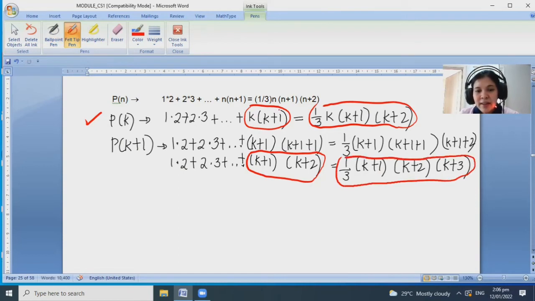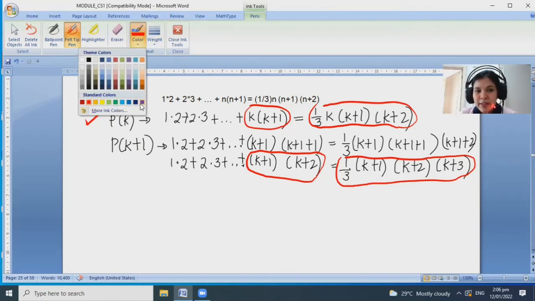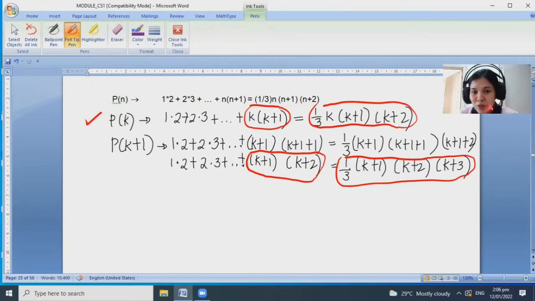Kumbaga, ito, para maintindihan, ito yung dating dulo. Yung chinecheck ko. Nagkaroon ng panibagong dulo kasi nga, K plus 1 na eh. Di ba from K, naging K plus 1. So, ayan yung panibagong dulo. Kumbaga, ito yung dating sum niya, formula ng sum ng series, nagkaroon ng panibagong sum.